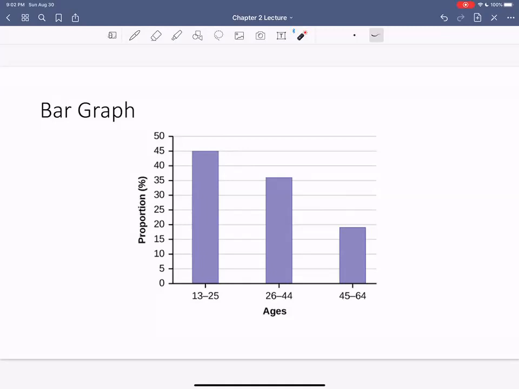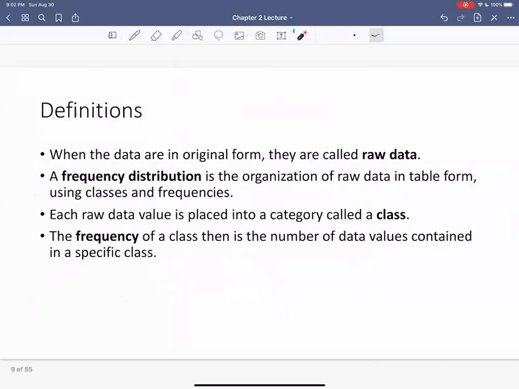But before we get into how to construct what we're going to do, and in our case, it is going to be a histogram, there's some background that I want to give you. So when the data are in the original form, they're called raw data, and the frequency distribution is the organization of raw data in table form using classes and frequencies, and this is really what we're going to build upon. Each raw data value is placed into a category called a class, and the frequency of the class is the number of data values contained in a specific class. Okay, so frequency is what you saw on the last two graphs.